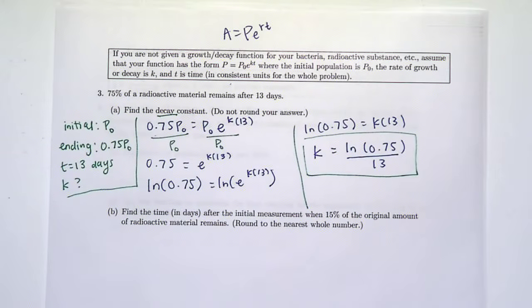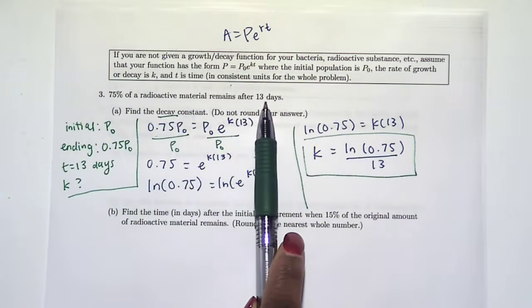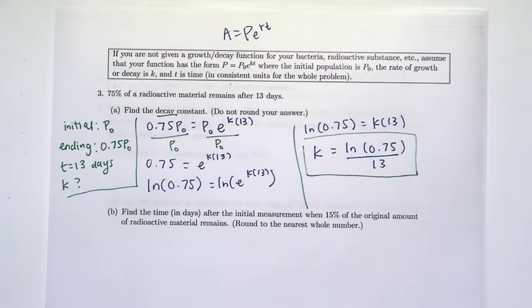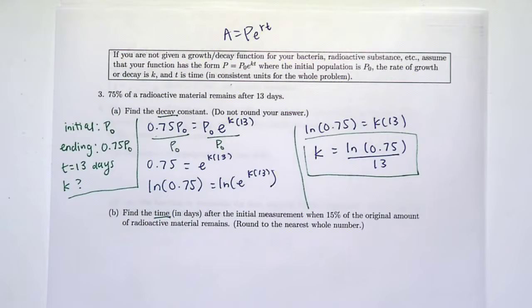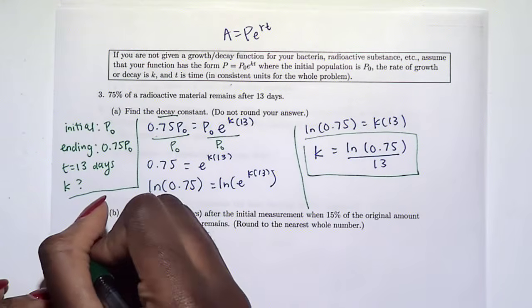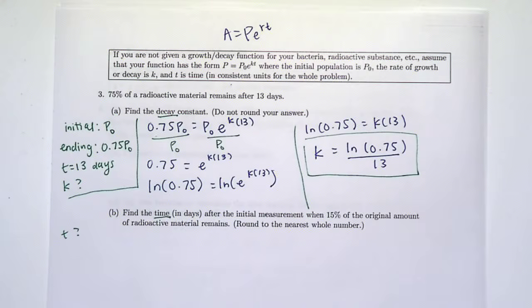Okay, let's look at part B. It says find the time in days, just like what's given, days, after the initial measurement when 15% of the original amount of radioactive material remains. Round to the nearest whole number. Okay, it says find the time in days, so we want to find time. That's what we're looking for, after the initial measurement when 15% of the original amount remains.